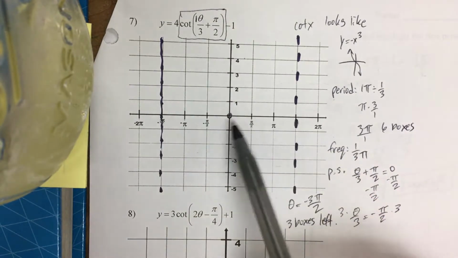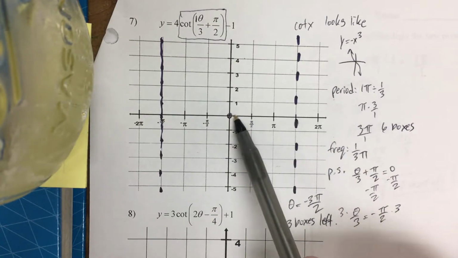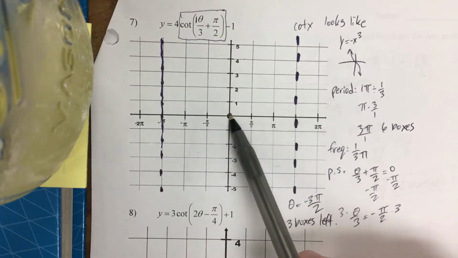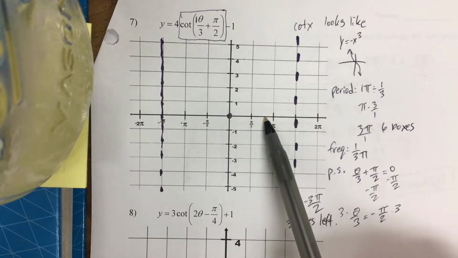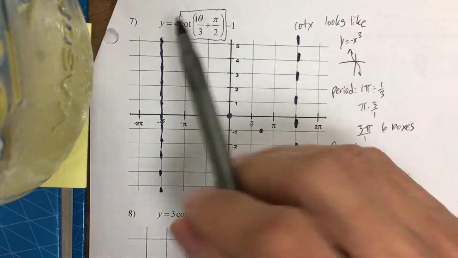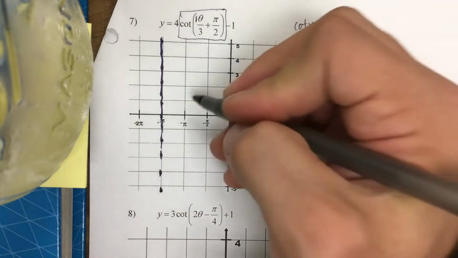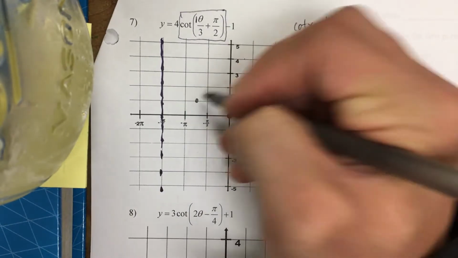Okay? So if I look at this and I know that the graph looks like this right here, then I know that I'm 1, 2, 3 boxes over. I'll go over a box and a half, and I'll go down 1 box, and I'll put a dot here. Remember, I'm not graphing that 4 yet. Then I'll go a box and a half over here, and I'll go up to 1.